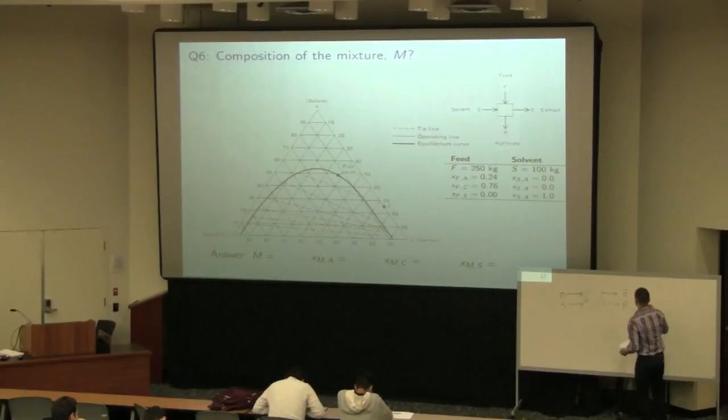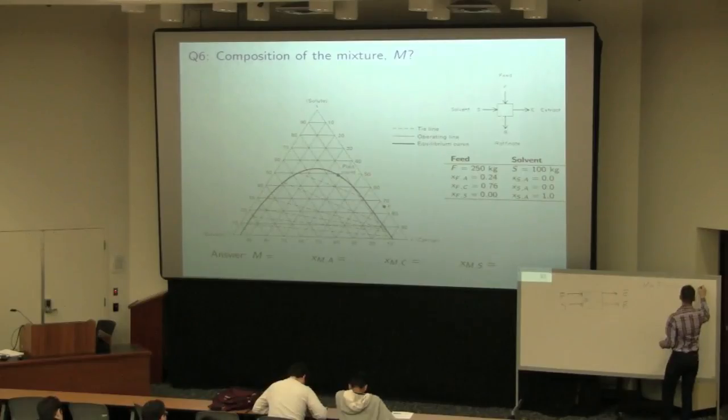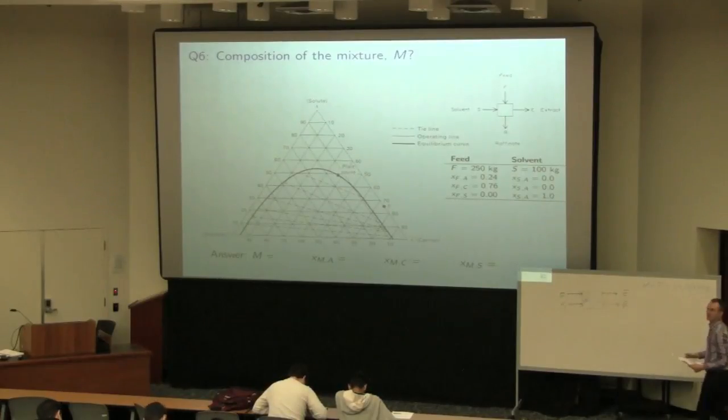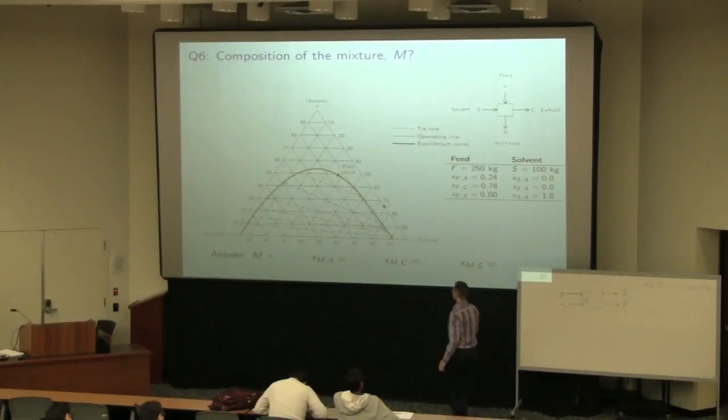Okay, so M is trivial. M is the total of F plus S, which is 250 plus 100 kilos, so 350 kilograms of M in our mixture. But the composition of that: anyone got an estimate of the solute A in the mixture? What is the mass fraction of A? So, mass fraction of A in the mixture, mass fraction of the carrier in the mixture, and mass fraction of solvent in the mixture.